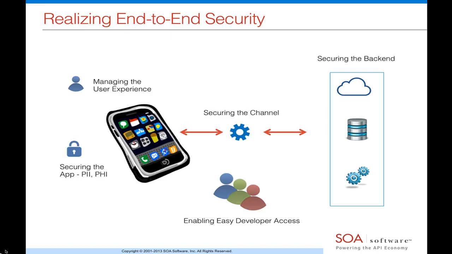You need to make it really, really easy. While you're making your app secure and you're making your channel secure, you still need to make it easy for a large community of developers out there to quickly access your API, get provisioned to an API so they can develop more apps. And then finally, you obviously do want to secure your backend. You don't want your backend to be compromised. You don't want any hacker to compromise your API and get access to more than what you want.